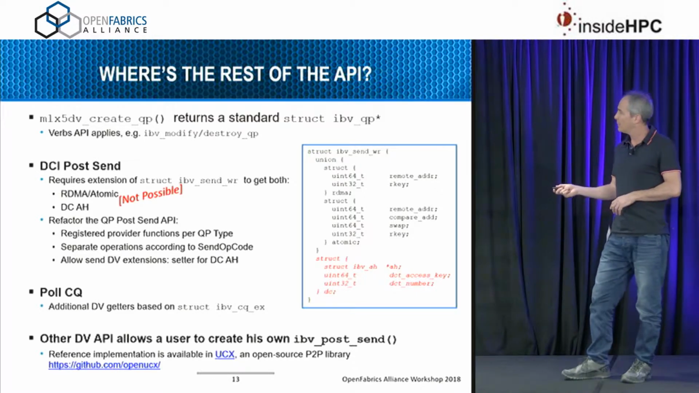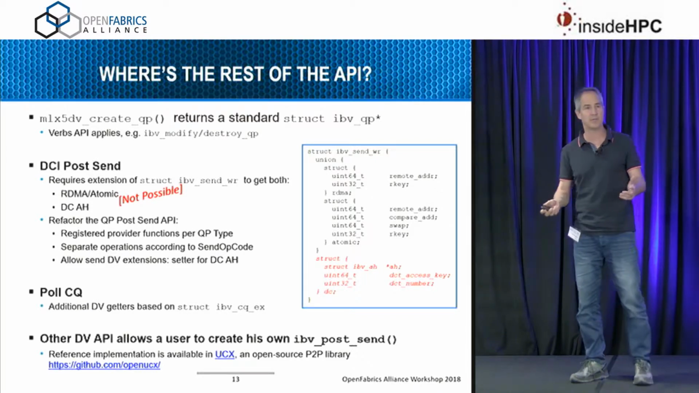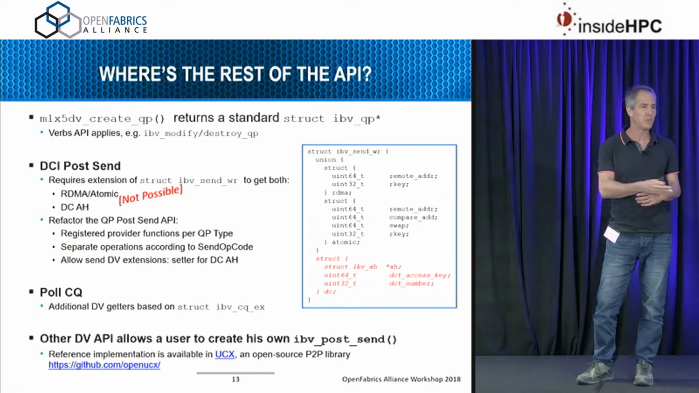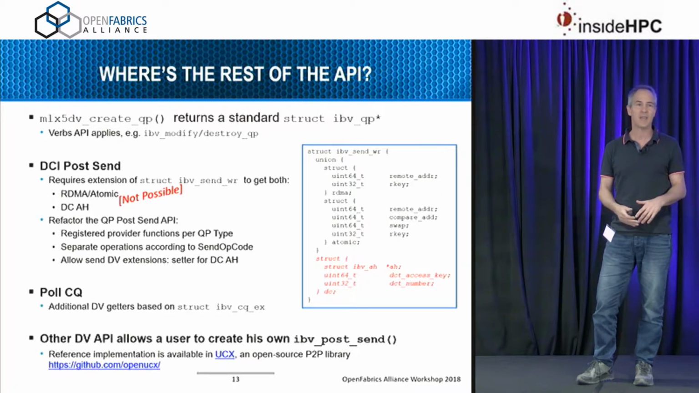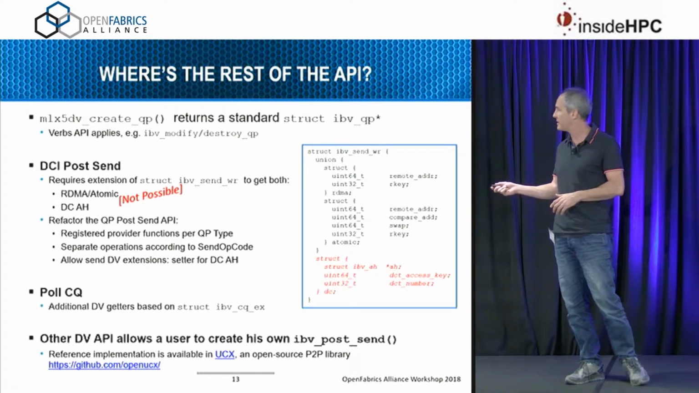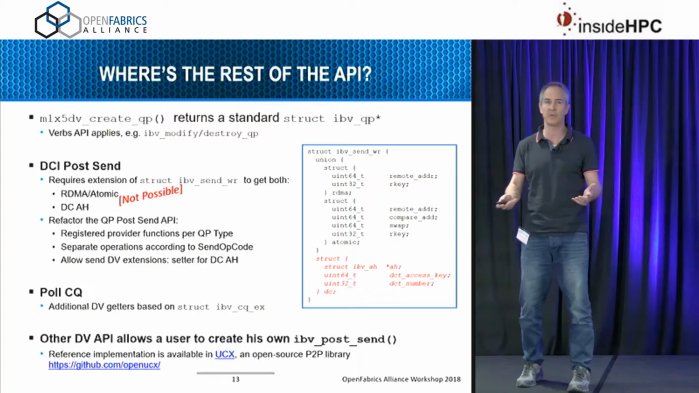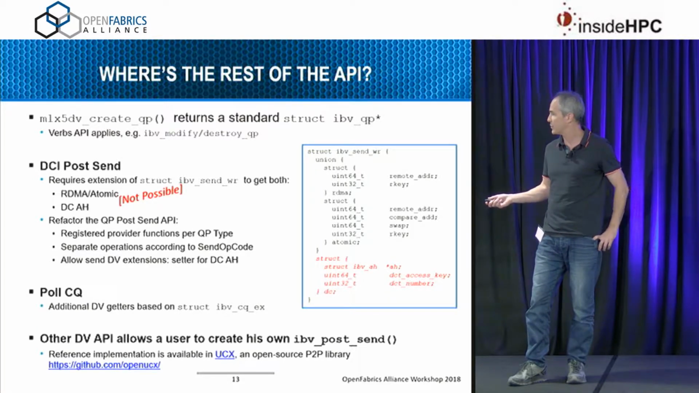The simple approach would have been to extend the send work request. As I wrote here, it's actually not really possible. If we had done that, it would have hurt performance for any other QP type doing post-send. It doesn't matter if it has DC capabilities or not. Extending this structure will immediately hurt performance, and we don't want to increase the structure.